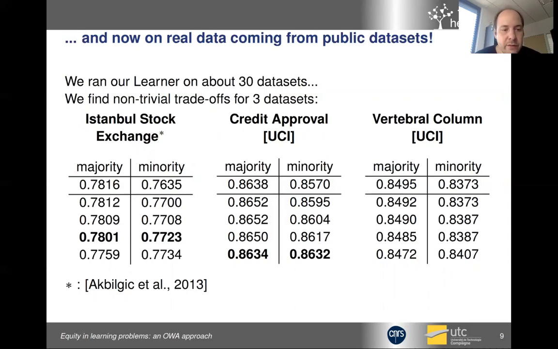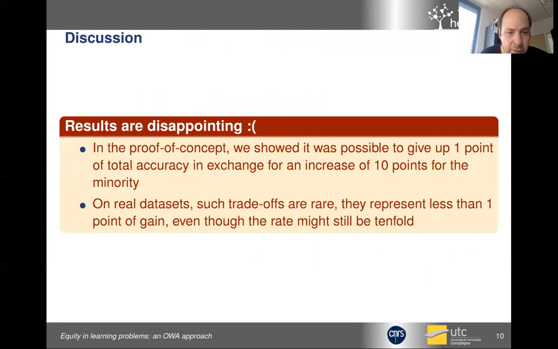One reason for that is that even with the arithmetic average, or with the classical empirical risk, the difference between accuracy on majority and minority is very small. This is at least one of the reasons, but this was the case for almost all 30 datasets. So this is quite disappointing because in the proof of concept, we showed that it was possible to give up 1 point of total accuracy in exchange for an increase of 10 points on the minority. But on real datasets, such trade-offs are very rare. Okay, so this was quite disappointing.